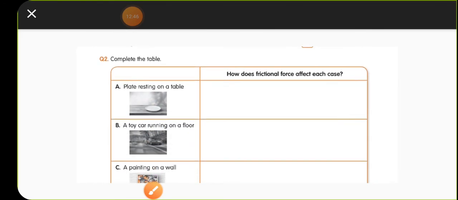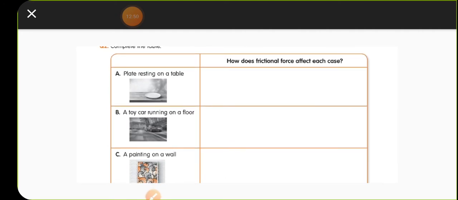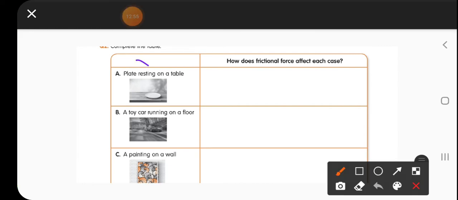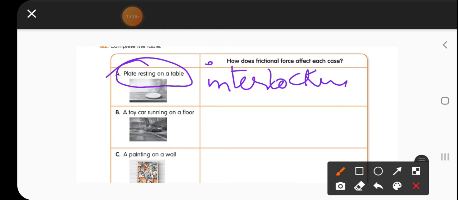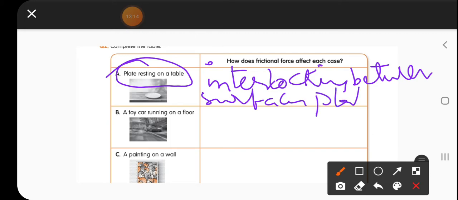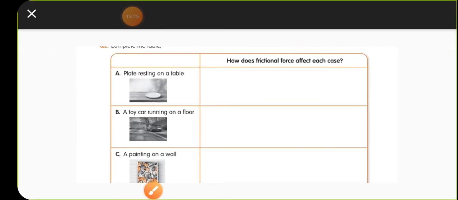So now the next question, complete the table. How does the frictional force affect each case? So the first case, plate resting on a table. In this first case, you will see the interlocking between the surfaces of plate and table, which holds the plate on the table.